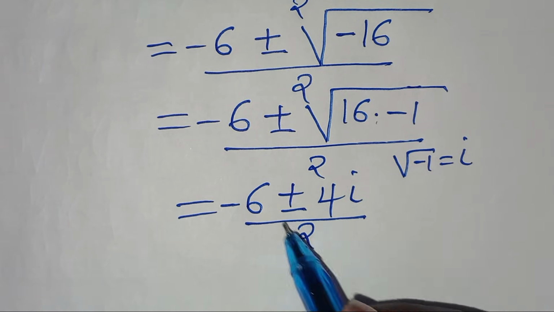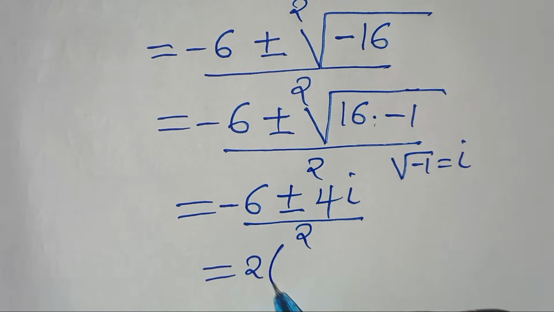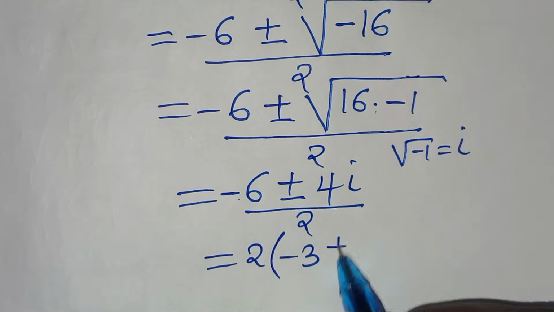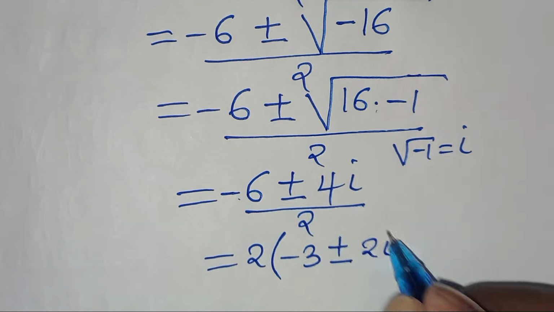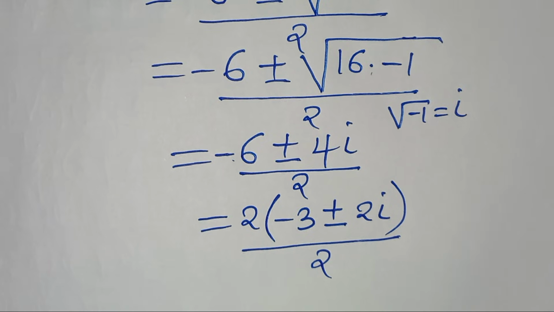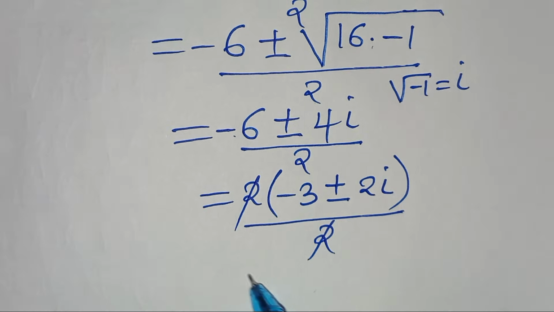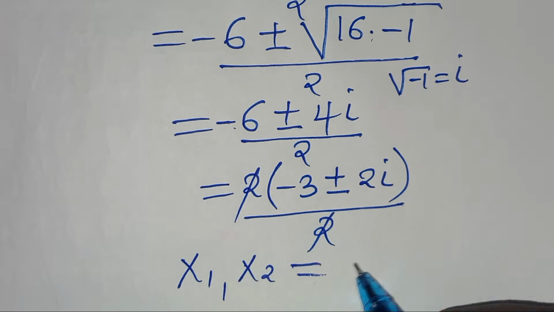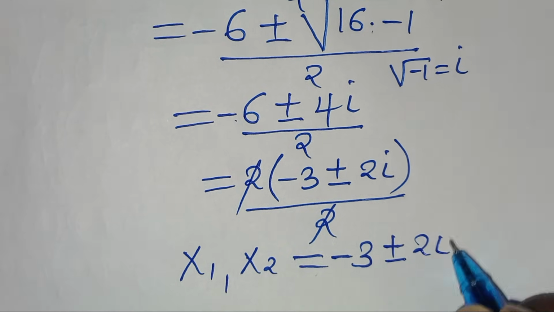In the numerator, 2 is common, so we can factor out 2, so that now -6 divided by 2 is -3, and ± 4i divided by 2 is 2i, everything divided by 2. So let's simplify 2 and 2 here, so that now we have x1, x2 equal to -3 ± 2i.